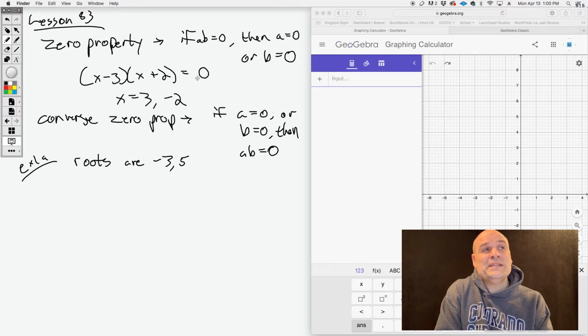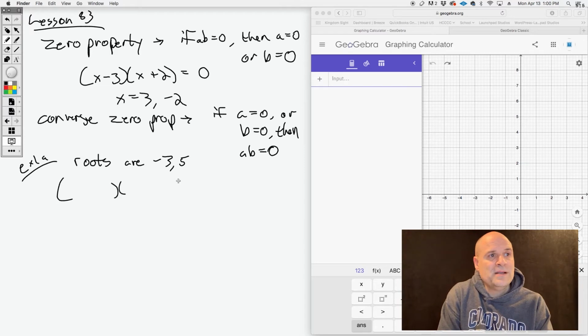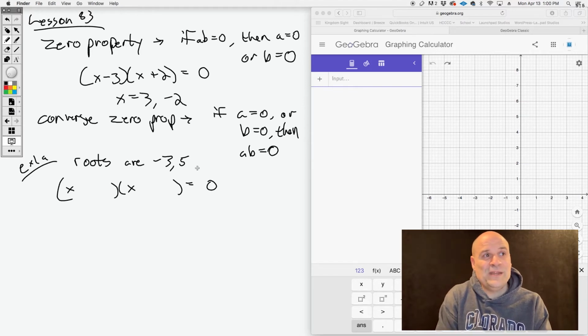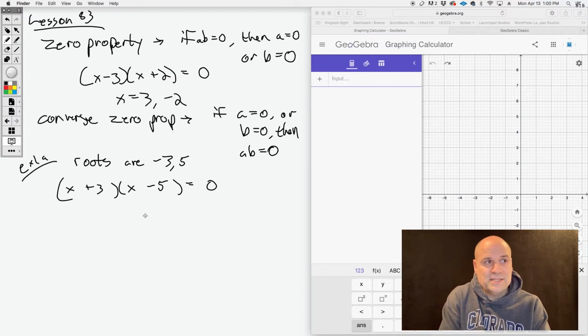Remember what we did. The last thing we did was look to see which x would make this 0. So we're going to go backwards. Let's write our parentheses, and we have to determine what those parentheses are going to be if -3 would make this 0 and 5 would make this 0. Well, if it was (x plus 3)(x minus 5), -3 would make the first parenthesis 0, and 5 would make the second parenthesis 0.